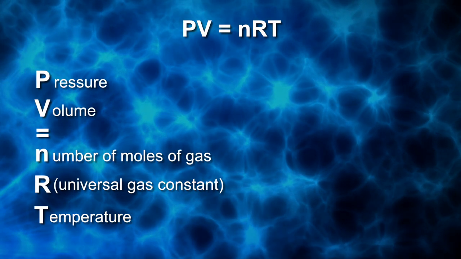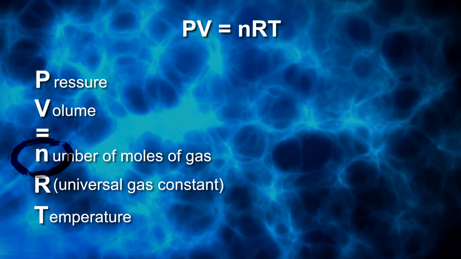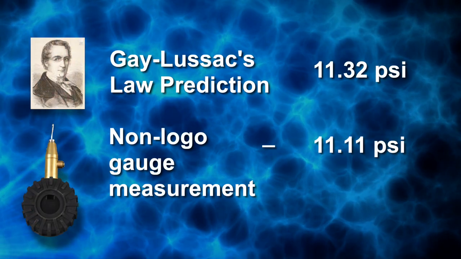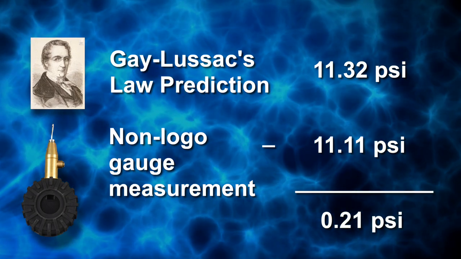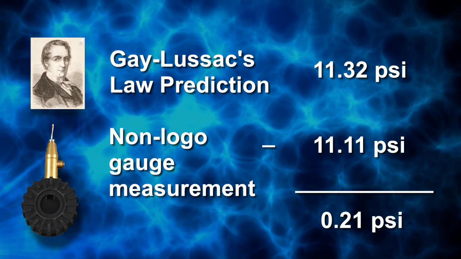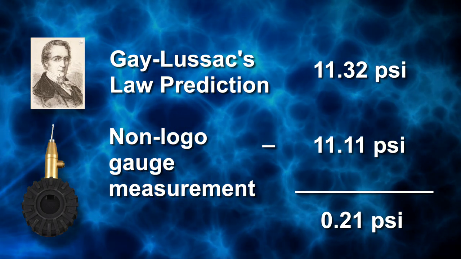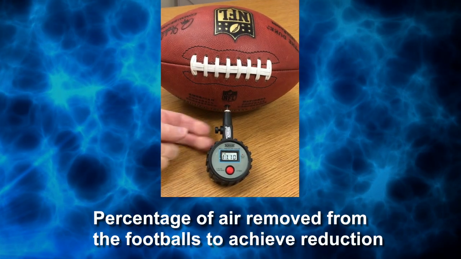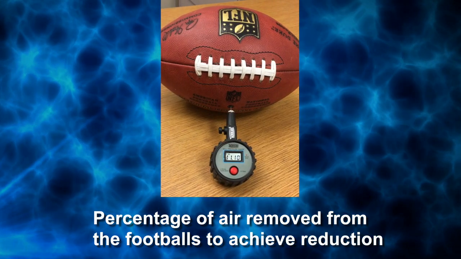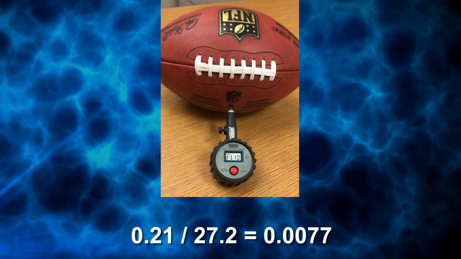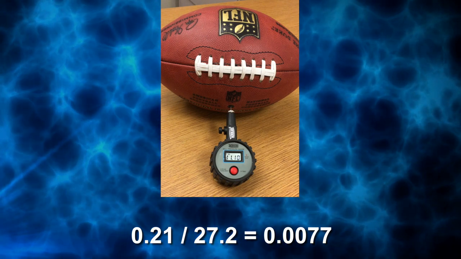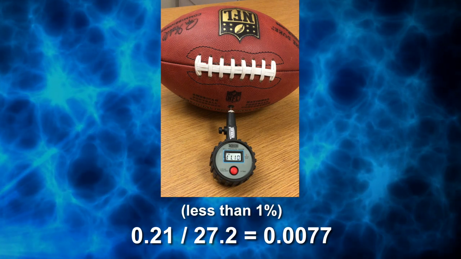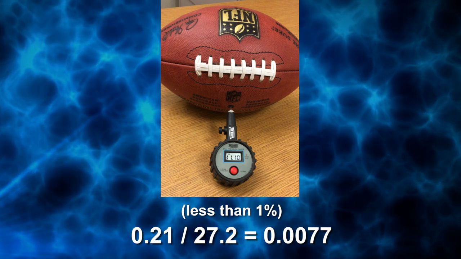Using the ideal gas law, we can compute the reduction in N, the number of moles of gas, that achieves the difference in pressure between the Gay-Lussac's law prediction and the measurements for the non-logo gauge. And this difference of 0.21 psi, that's the difference between 11.32, our prediction, and 11.11, the average of the non-logo measurements, works out to be, if we want to figure out the percentage of air that would have been removed from the footballs to achieve that reduction, 0.21 divided by 27.2, the absolute pressure, which is 0.77%. So less than 1% of the air would need to be removed from the football to achieve the difference in pressure.